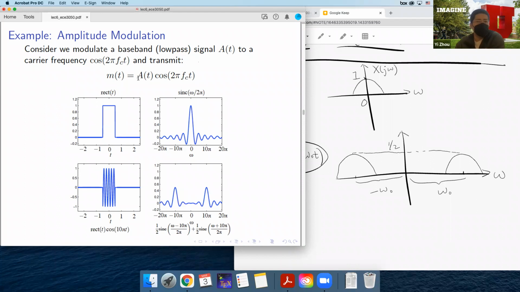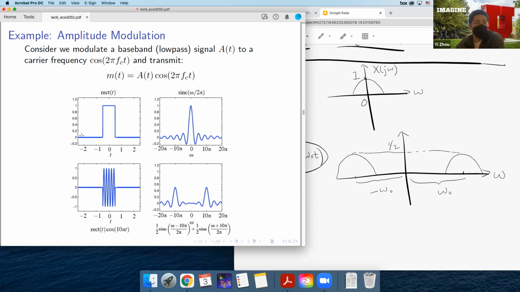Okay, so how do we do that? We simply multiply the baseband signal a(t) by such a cosine signal with the desired carrier frequency. So you can choose which carrier frequency to use based on your hardware.